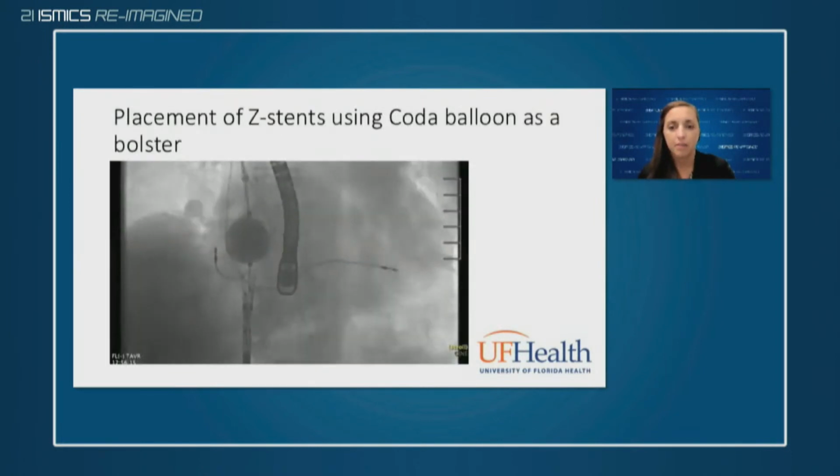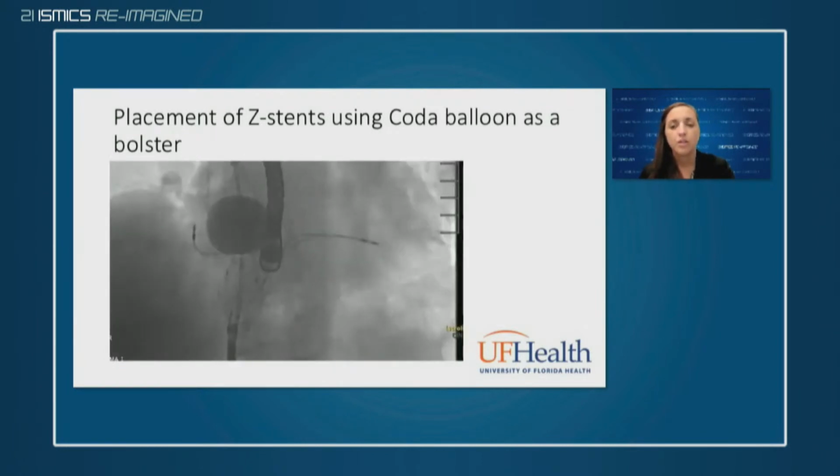Right IJ and right common femoral vein access was established, and a snare was used to bring a Storq wire from the right IJ out the femoral vein, creating a total body floss. An exchange catheter was used, and an extra stiff Amplatz wire was inserted, over which the Cook Z stents were deployed using a Coda balloon as a bolster. Here you see both 35 millimeter stents deployed at the cavoatrial junction.